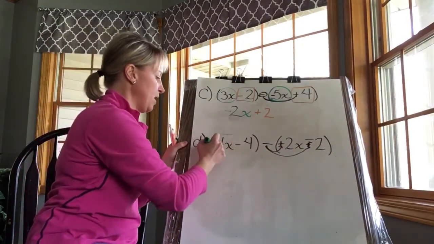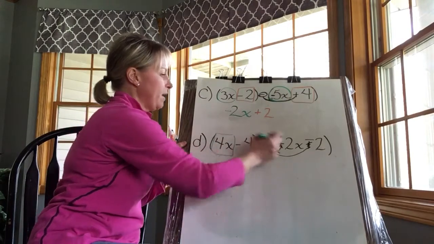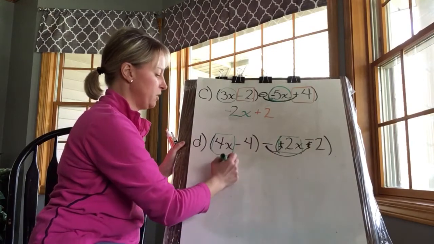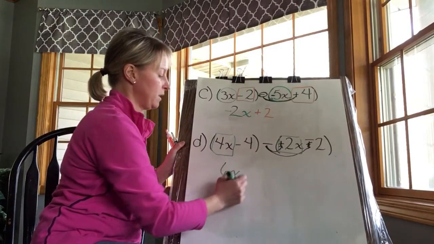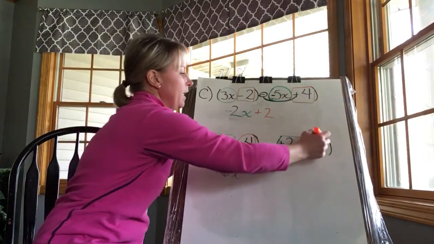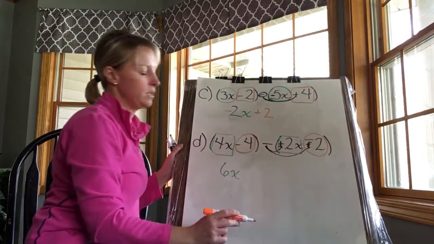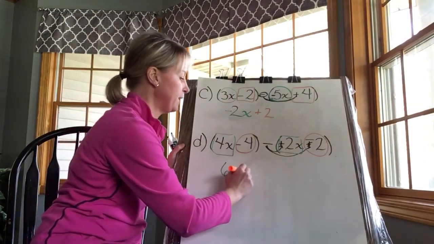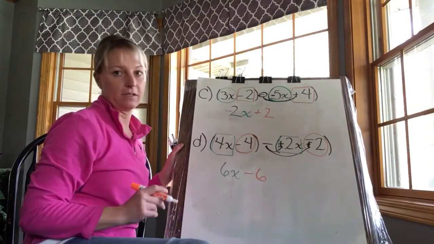So I have a positive 4x and a positive 2x. So two positives, you just add, so that becomes 6x. I have a negative 4 and a negative 2. Both of them are negative, so we just add. So negative 4 and a negative 2 makes a negative 6.